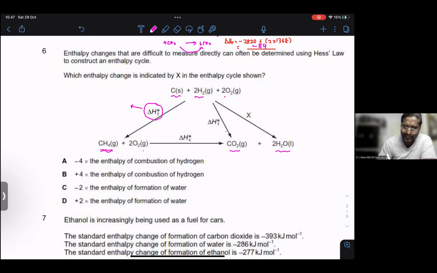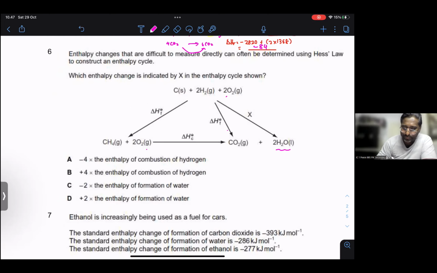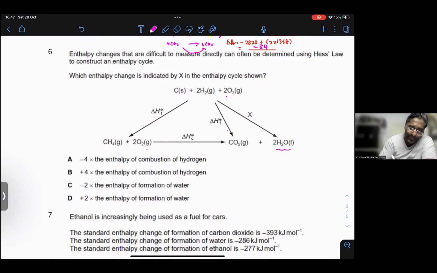So now they are asking us to calculate what is X. The best method to look at it is just make sure you use the Hess's law cycle. So you can see here, if you have the X, which enthalpy change is indicated by X? Although this X is supposed to be, they didn't find what is the delta H or something. Actually it's supposed to be 2 times enthalpy change of formation of water. But again, they just want X, so we just leave it as X.